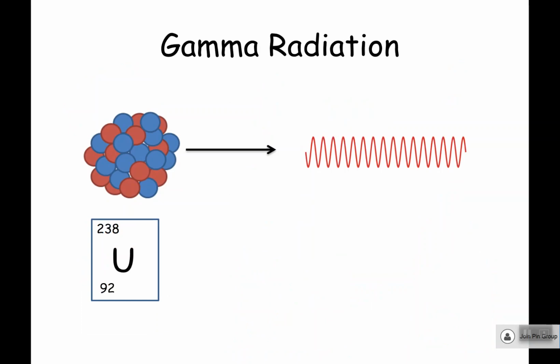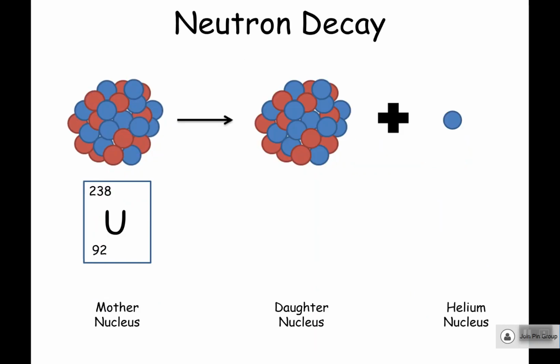Gamma. If something goes through gamma, gamma is not a particle. You could argue it's a photon, but in terms of GCSE physics, it's not a proton, not a neutron. It's just a change in energy levels. So what happens is that if something decays by gamma, nothing. Nothing at all.